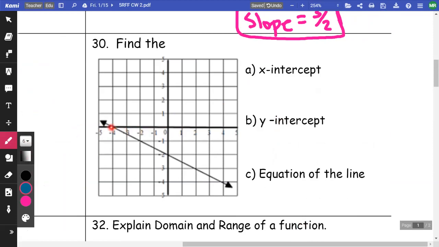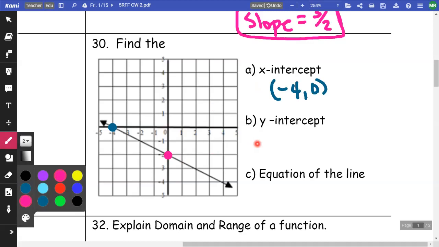So that is going to be right here, at -4. And then my y, I'll do in pink. My y is going to be right here, it looks like at -2. Okay, so again, my x is going to be -4, 0. My y is going to be 0, -2. And then they want an equation.